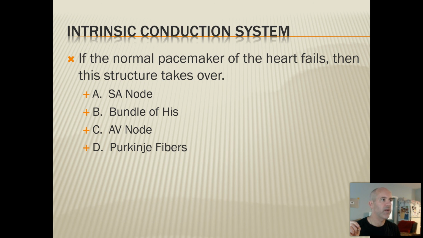Okay, intrinsic conduction system. If the normal pacemaker of the heart fails, then this structure takes over. What's your normal pacemaker of the heart? And again, hopefully you're thinking SA node on that one. The SA node automatically undergoes an action potential, starts a new round of electrical signaling periodically. And so it's the pacemaker of the heart. If your SA node stops functioning properly, it doesn't mean your heart's no longer going to automatically be able to contract. The AV node is what takes over if you're a normal, healthy person.